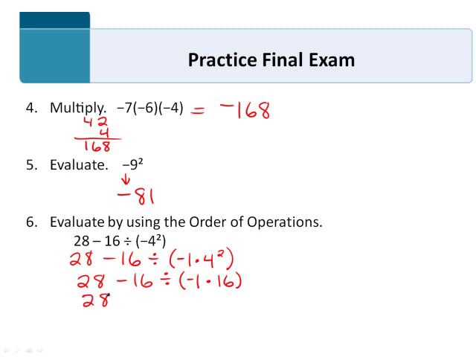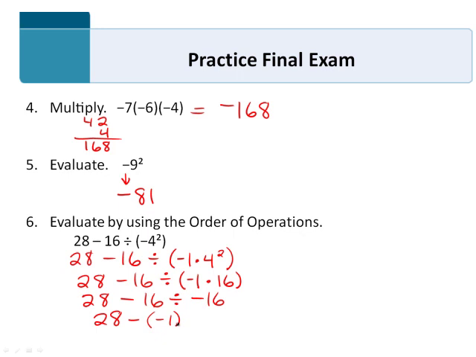So we have 28, bring down the minus sign, bring down the 16, and the division. And now we're going to multiply negative 1 times 16 would be negative 16. So that's kind of confusing for a lot of people. Now look at what you have left, subtraction or division. So we're going to divide. We have 28 and the minus sign. 16 divided by negative 16 would be a negative 1.